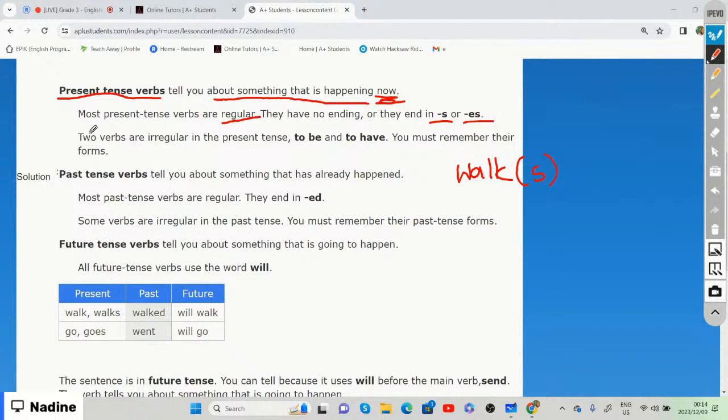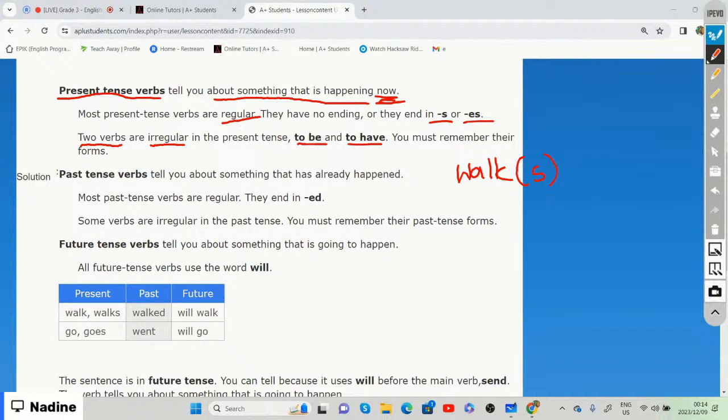So two verbs are irregular. Two verbs are irregular in the present tense. And the two verbs that are irregular in the present tense are to be and to have, right? So to be and to have are irregular verbs in the present tense.